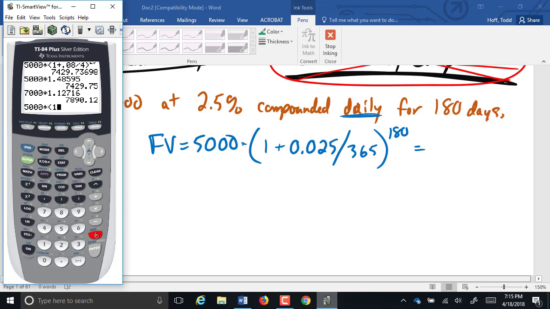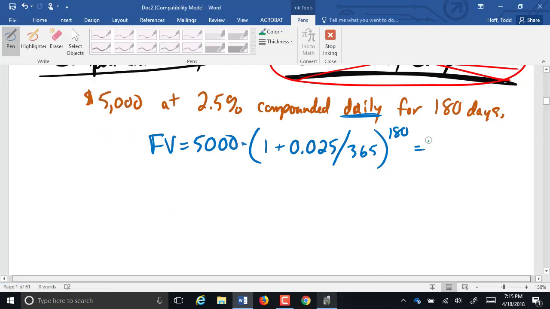So 5,000 times parentheses 1 plus 0.025. We're going to start out with the divided by 365. Power of 180. So 506202.